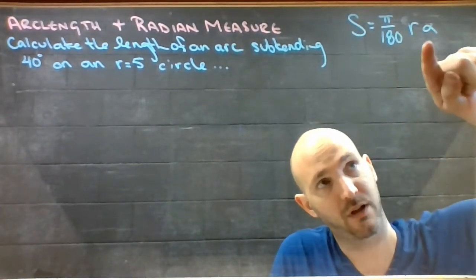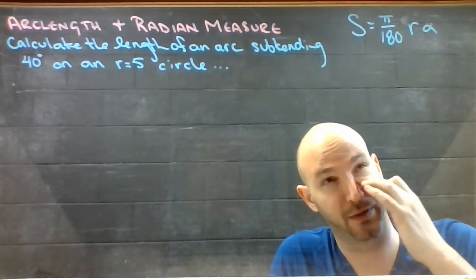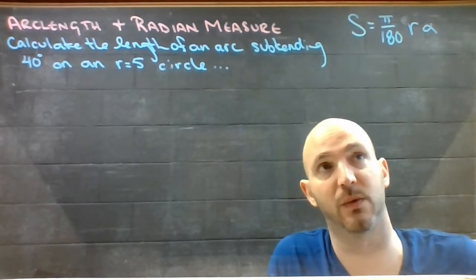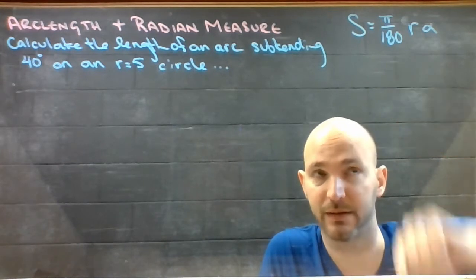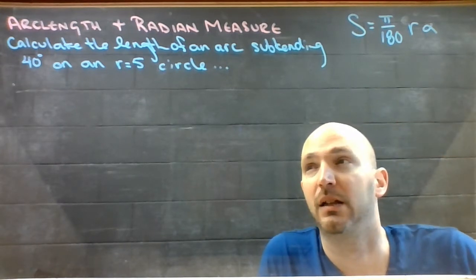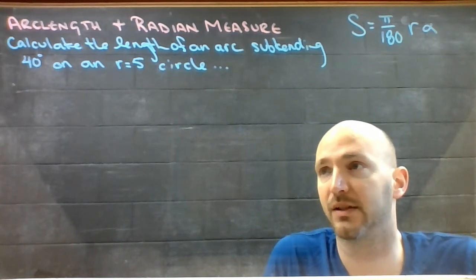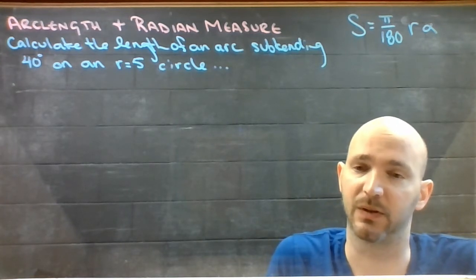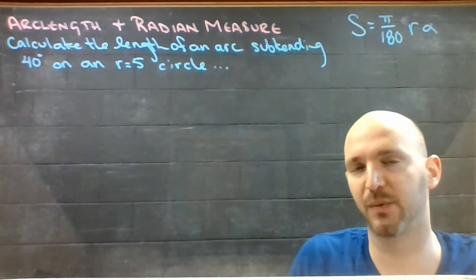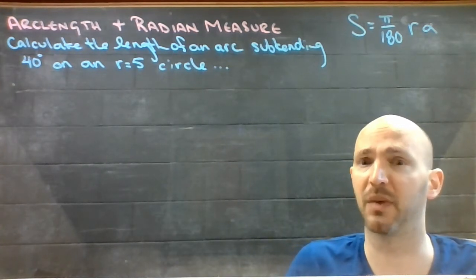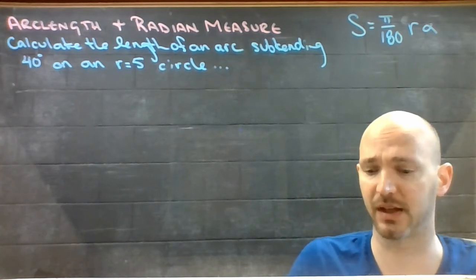So I put our arc length formula up there. I forgot just a minute ago that 2 pi over 360 reduces to pi over 180. So I'm just going to do that up there. Then I'm going to calculate the length of an arc subtending 40 degrees on an r equals 5 circle. As with all geometry problems, when you read a sentence about a shape, you better draw the shape. It's just going to make your life easier.